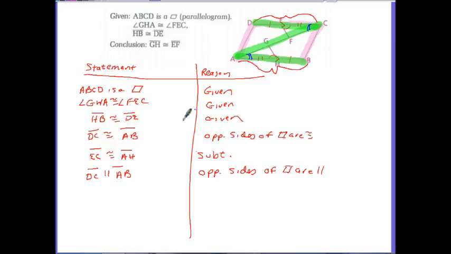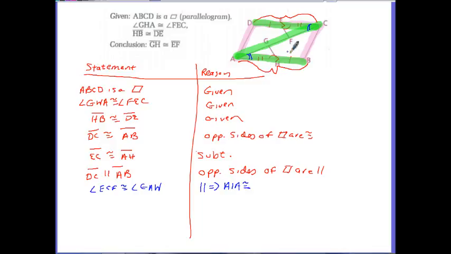So let's go ahead and state it. Angle ECF is congruent to angle GAH. The reason is if lines are parallel, then alternate interior angles are congruent.